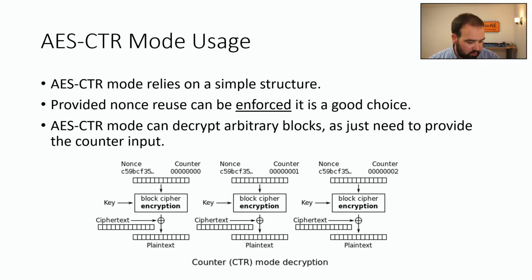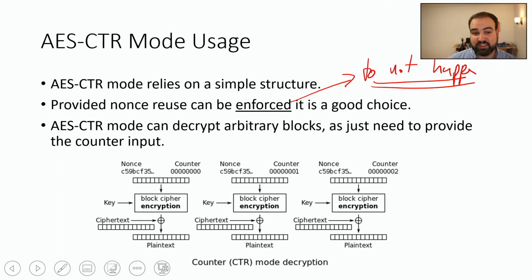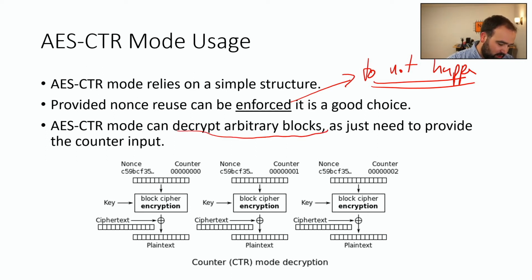So AES counter mode relies on a simple structure, which is an advantage because it's easy to use that structure in practical situations, and you only need that one implementation. Provided nonce reuse can be enforced to not happen, and we don't want it to happen, it is a good choice. And one of the advantages compared to AES in CBC mode is that it can decrypt arbitrary blocks.